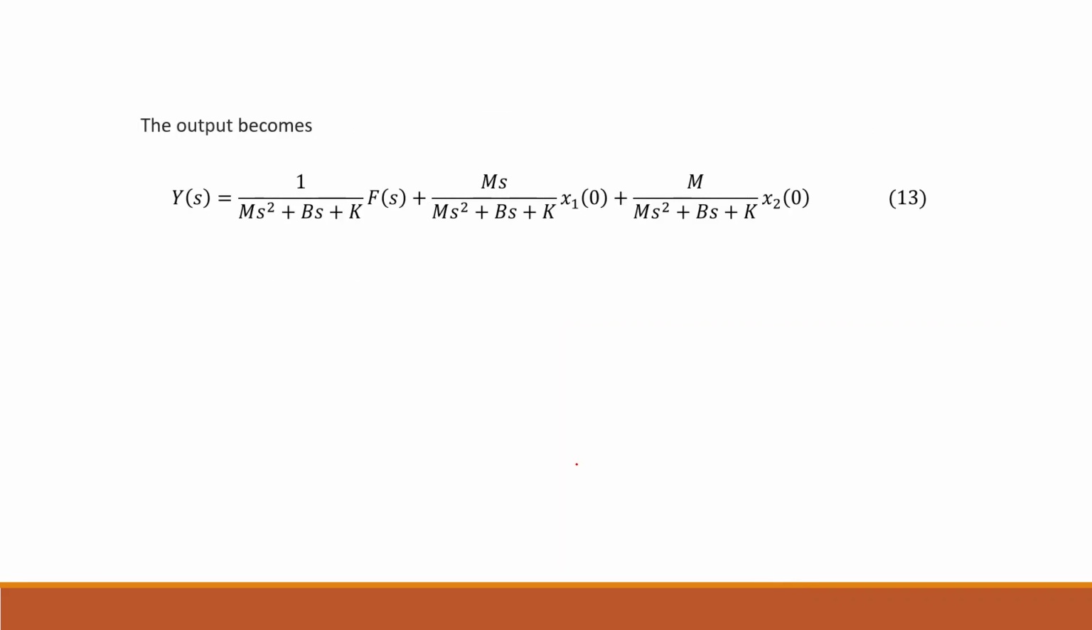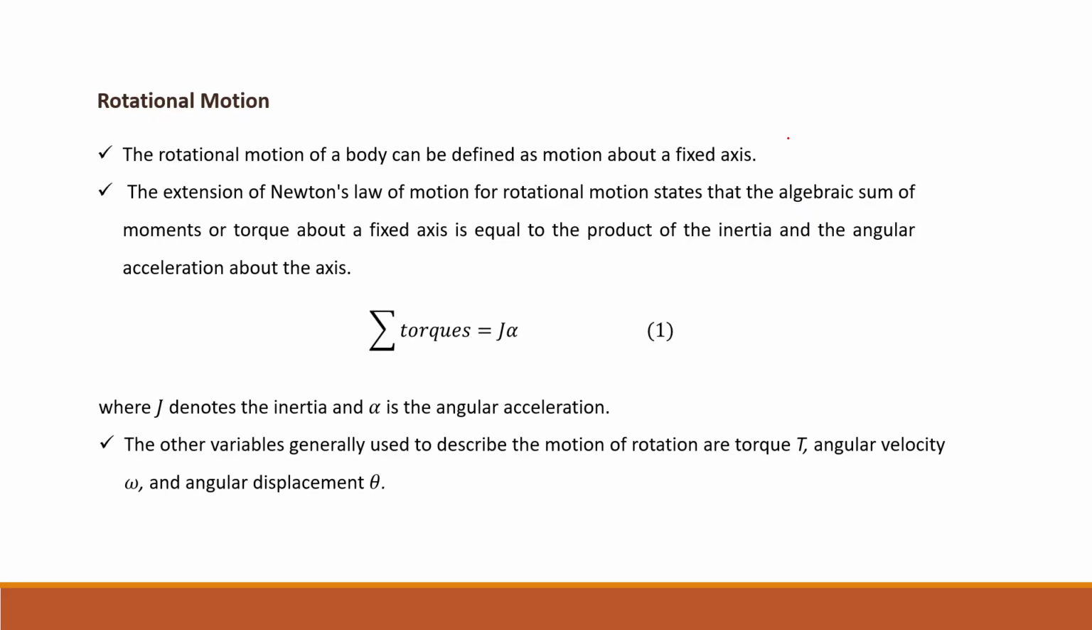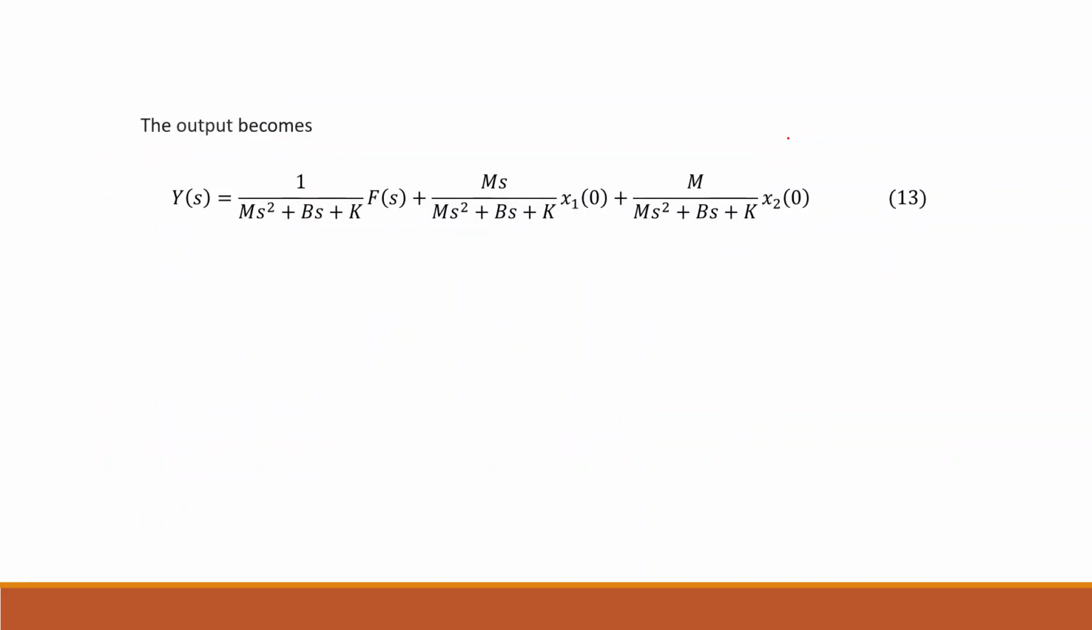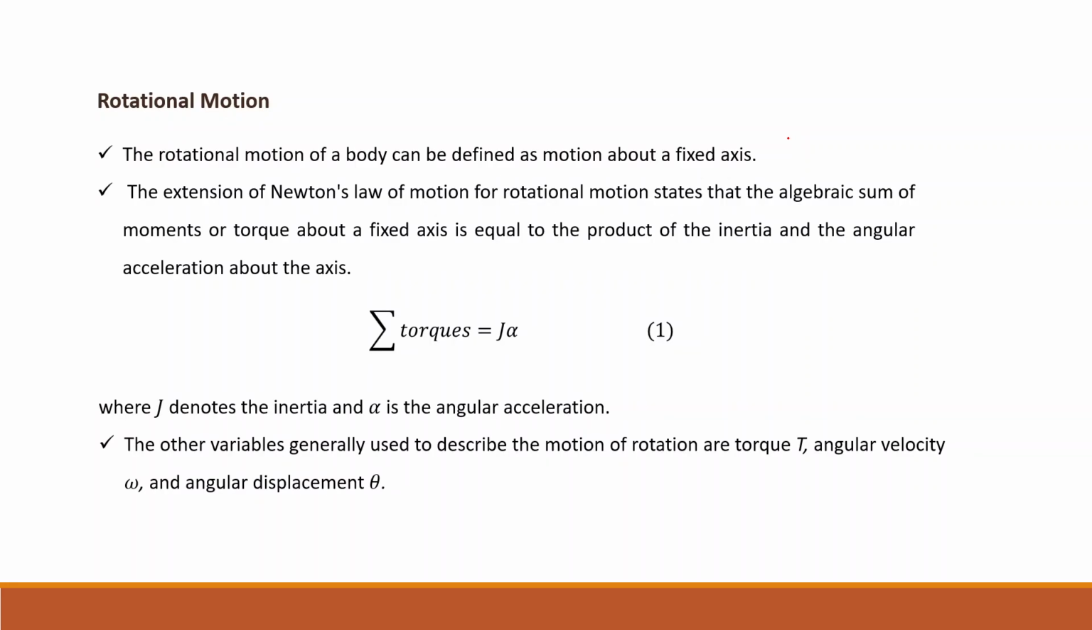Now if we incorporate the initial condition, then the expression of Y(s) will look something like 1 by ms square. This is from the transfer function, and then we will incorporate x10 and x20, which are the displacement at t equals 0 and speed at t equals 0, and we get the whole expression for the output of the displacement in the Laplace domain. Then we can do inverse Laplace, and we can obtain the displacement at any particular time. So we have concluded the translational motion.